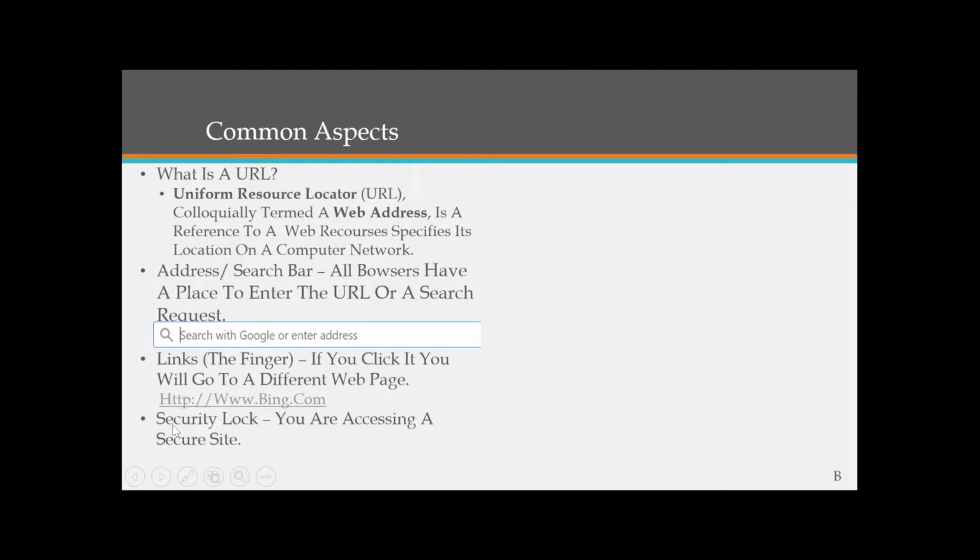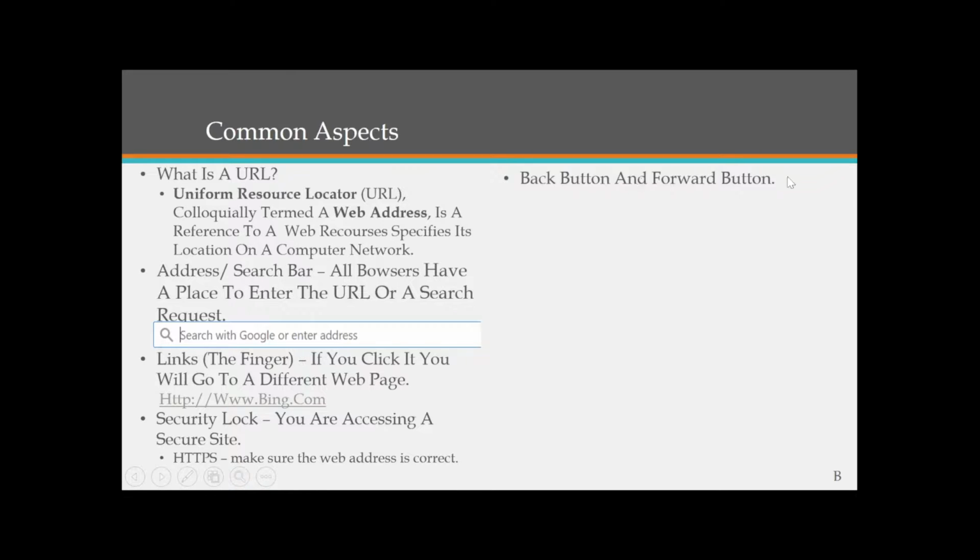And there's a third item there. It says HTTP up here. If there's an S on the end, that means it's a secure site. And that means the data being sent between your computer and that site is encrypted and very hard to get a hold of. HTTPS, right?